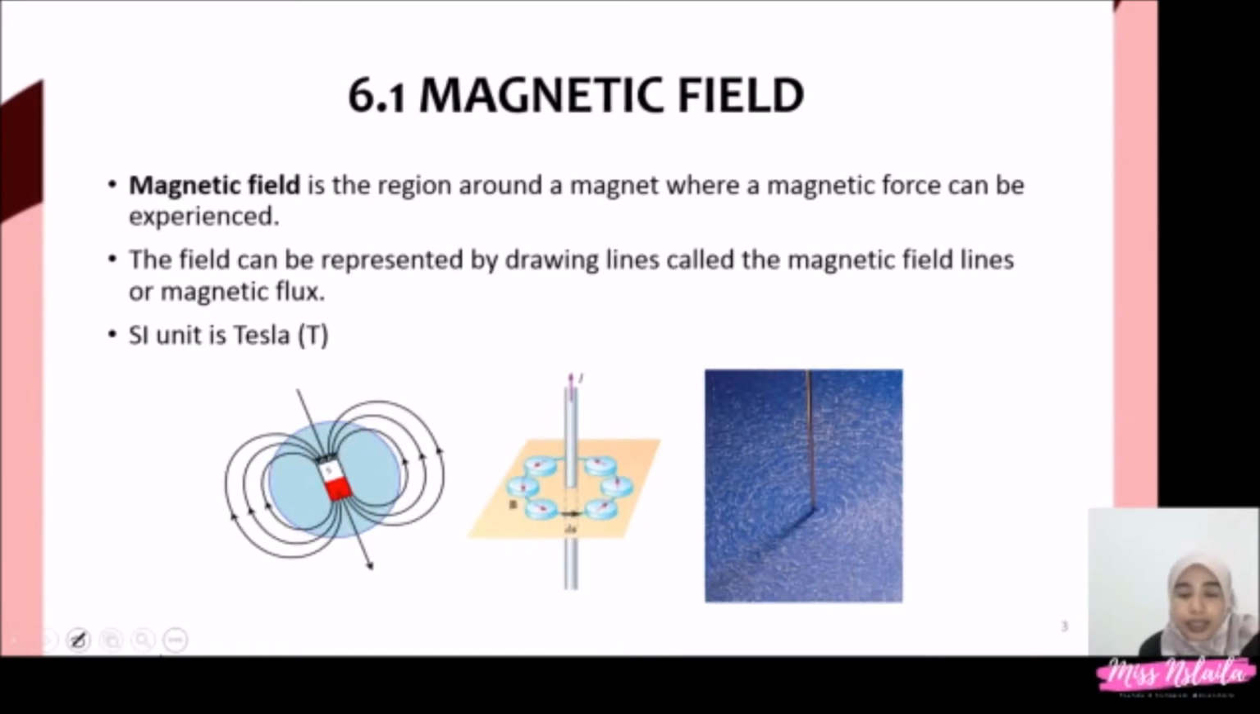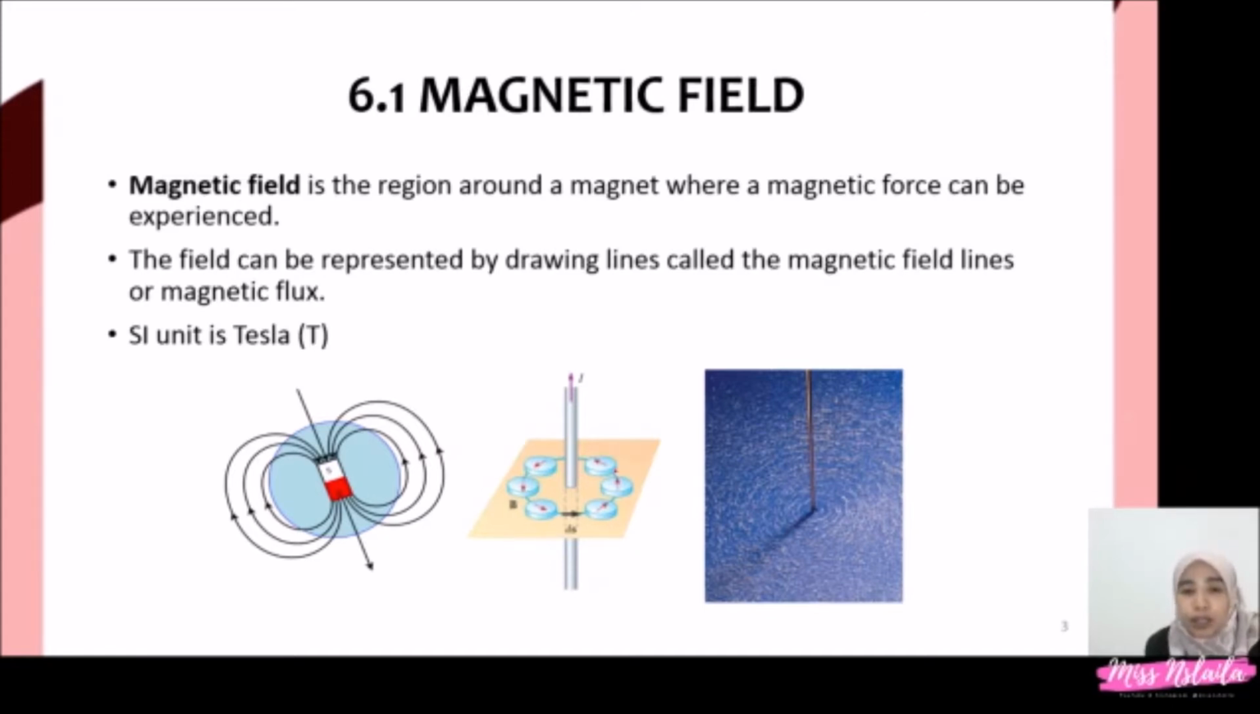So these are the examples of magnetic field around a magnet and also a conducting wire. The first diagram is a magnet with two poles, north and south pole. The lines right here show the magnetic field around this magnet. Meanwhile, in the next diagram we have a conducting wire with current on it. Then we put a few compasses around it to detect the direction of the magnetic field around the conducting wire.